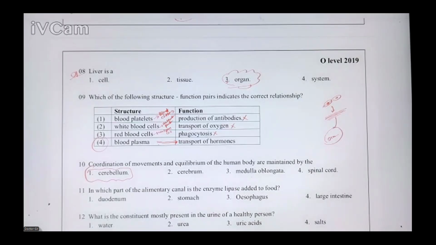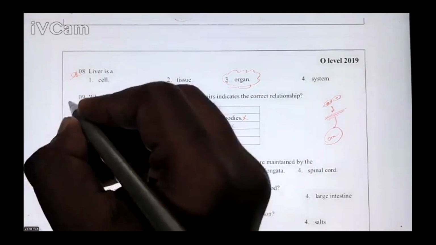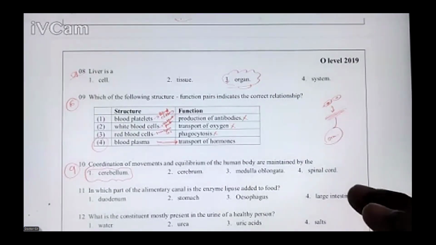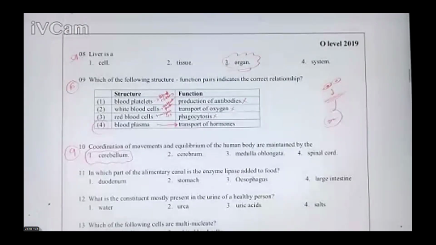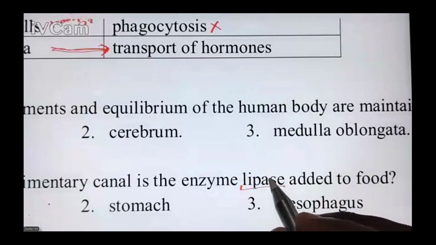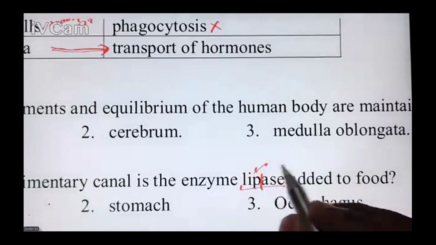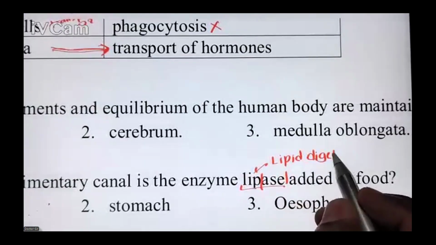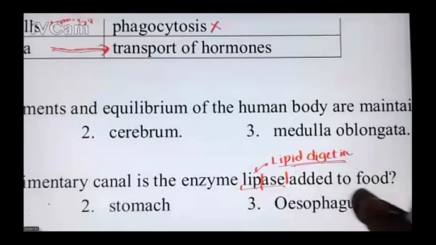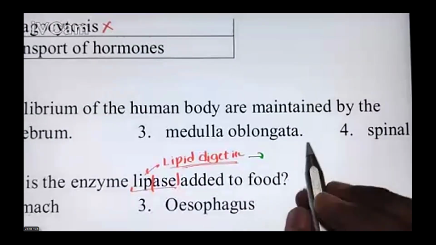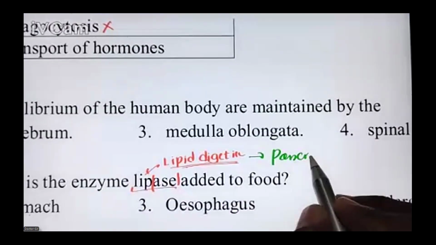This question is question number 6 in the 2019 paper. In which part of the alimentary canal is the enzyme lipase added? Lip means lipid, so lipid digestion. Who secretes this lipid digestion enzyme? It is secreted by the pancreas.